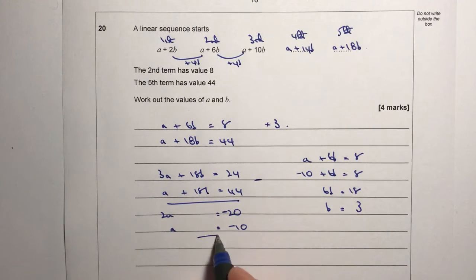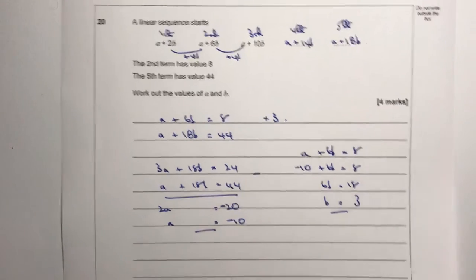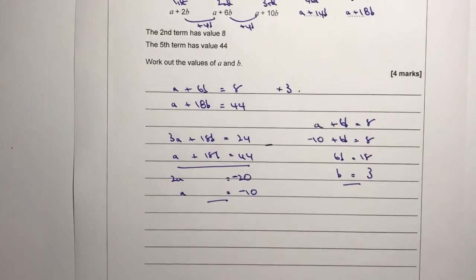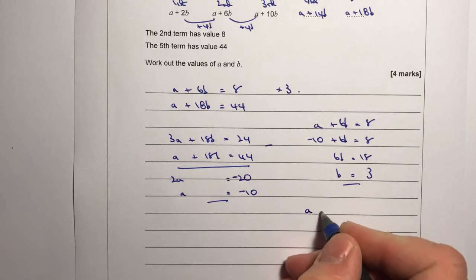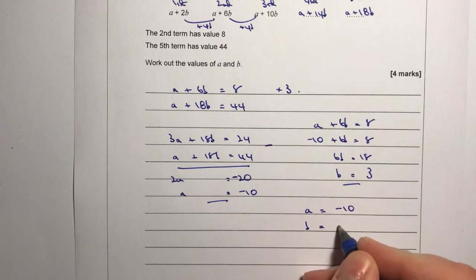So I've got my two values. I've got a equals minus 10 and b equals 3. If I look at the answers at the bottom there, I could write those in, but I'm just going to write this in as a equals minus 10 and b equals 3.